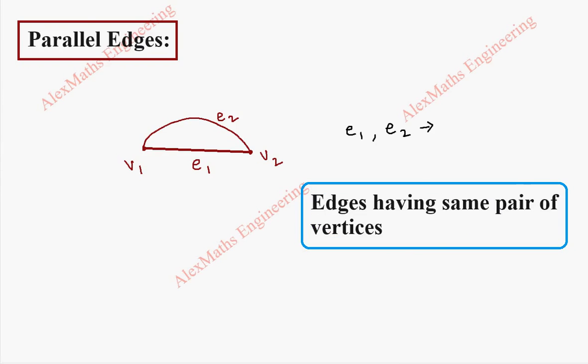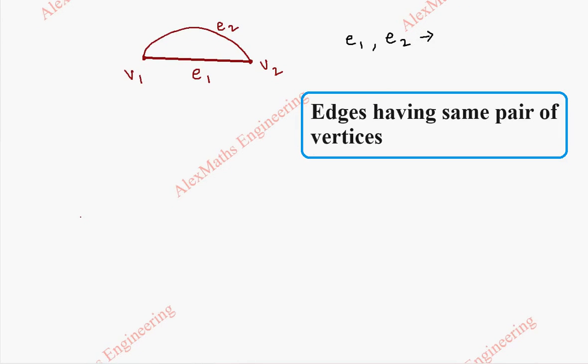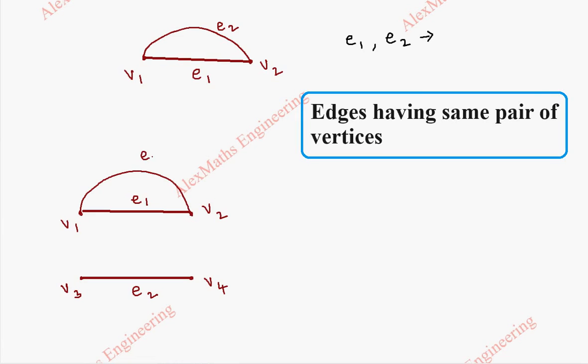We can take another example. Suppose we have V1, this is V2, this is V3 and this is V4. Let's take a lot of edges. This is the edge E1, this is the edge E2, this is the edge E3 and there is another edge E4.